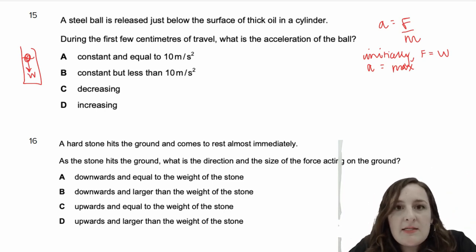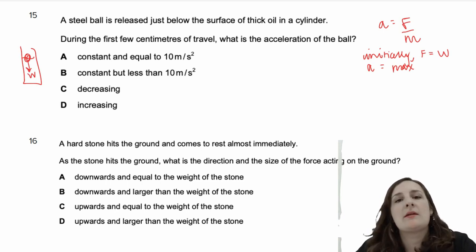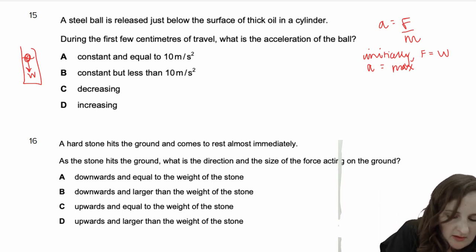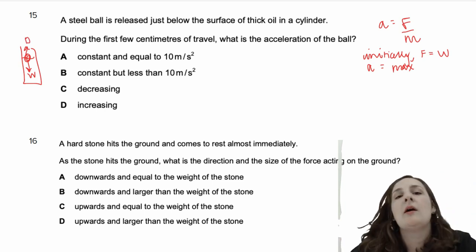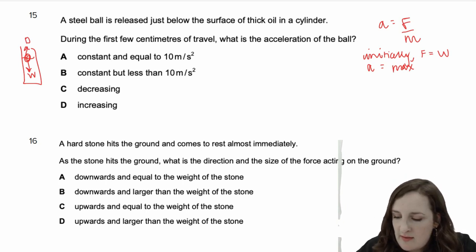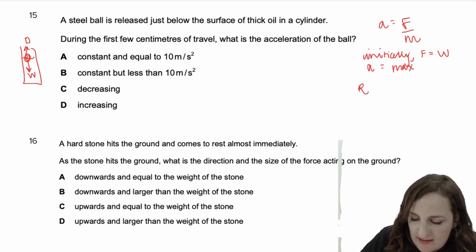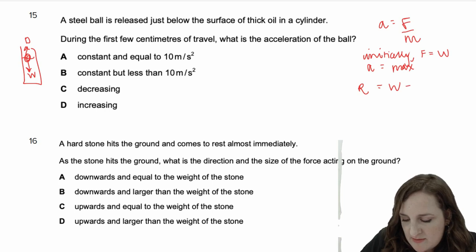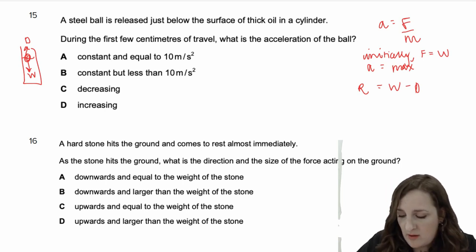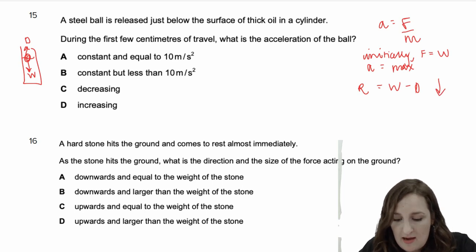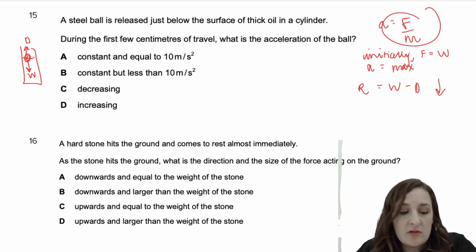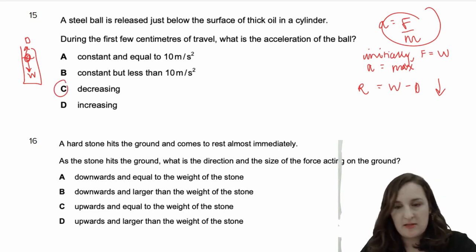As the ball then is accelerating because of its weight, it's going to be moving through more oil particles per second, and the drag against it will increase. So at that point, I will have a drag force acting up, and the value of that drag force is going to increase because the ball is speeding up. That then means that the resultant force, R, at any point is going to be downwards, but it's going to be equal to the weight minus the drag. If it's the weight minus the drag, that value is therefore going to go down as drag increases. And if the resultant force is going down, if we go back to our original acceleration equation, the acceleration must also be going down. And so the answer is C, decreasing.